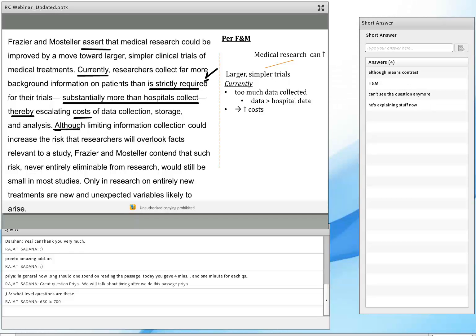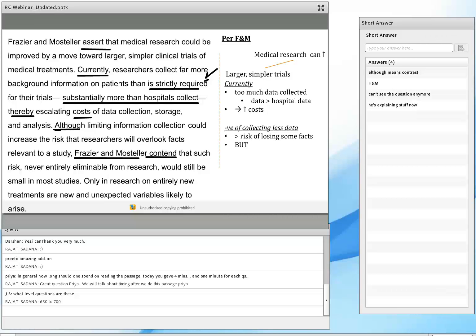Now, the defense against a weakener or a different direction is something that comes from critical reasoning. Limiting information collection could increase the risk that researchers will overlook facts relevant to the study. All right, so this could be a negative of collecting less data. You can overlook some facts. F&M contend, again, remember this is the author, so now he brings back F&M over here. That's really important to understand this.